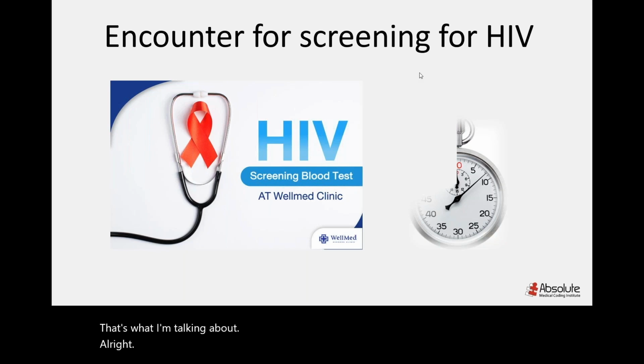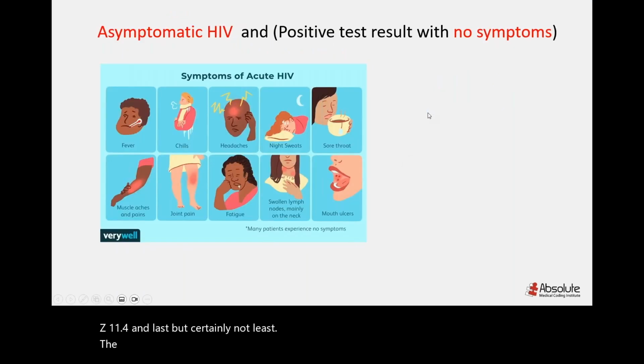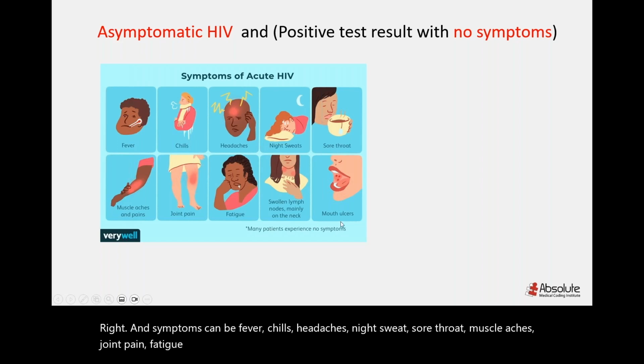All right. So the answer is Z11.4. And last but certainly not least. The patient has asymptomatic HIV. That means they have a positive test result, but no symptoms, right? And symptoms can be fever, chills, headaches, night sweat, sore throat, muscle aches, joint pain, fatigue, swollen lymph nodes, mouth ulcers.